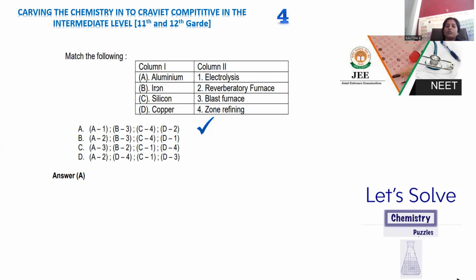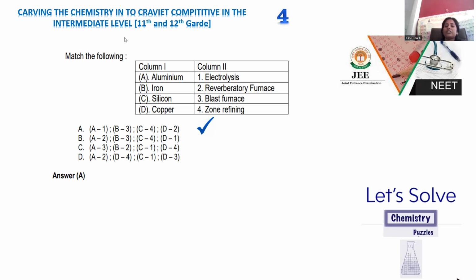right? So in question number 4, column 1 is purely metals, column 2 is what process we are opting in order to extract them. Aluminium metal, iron metal, silicon and copper are provided in column 1. Electrolysis, reverberatory furnace, blast furnace, zone refining are the column 2 terminology. Fine.